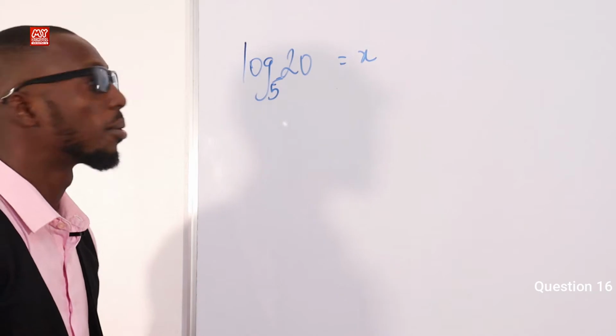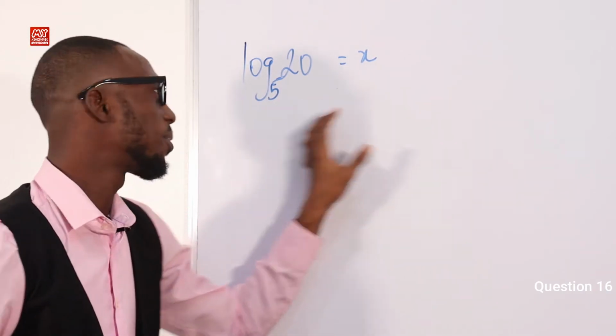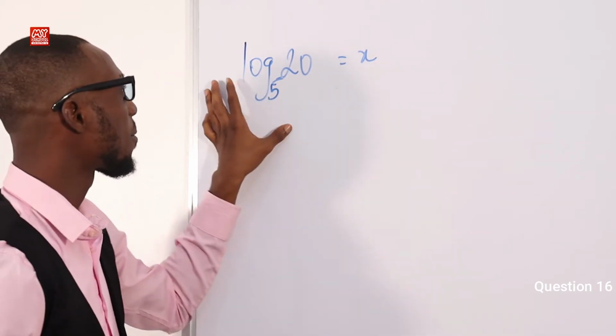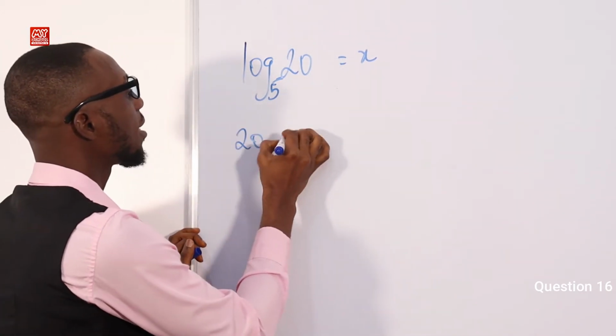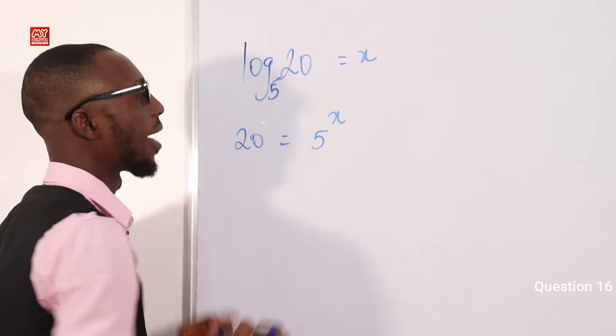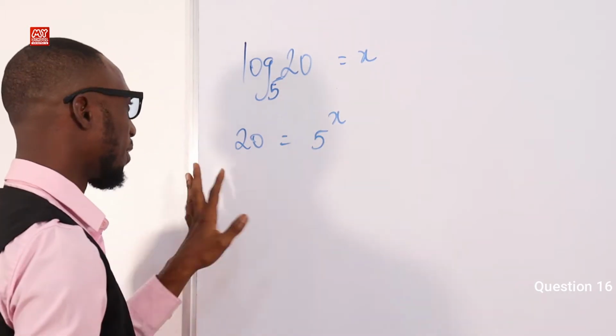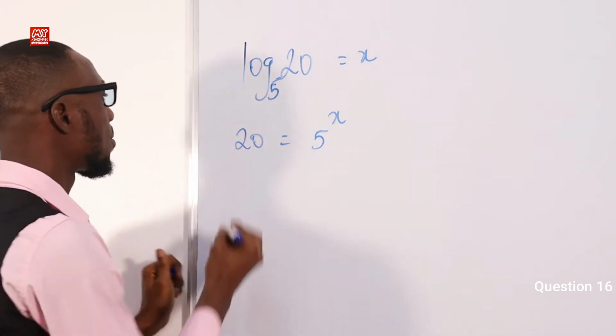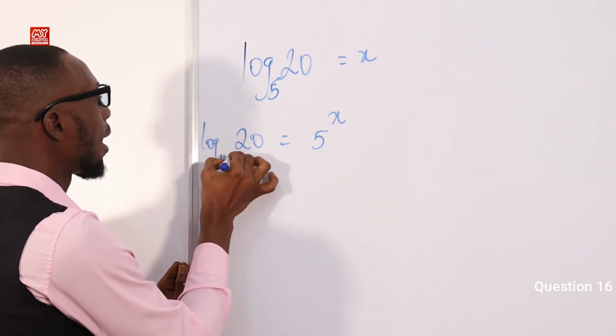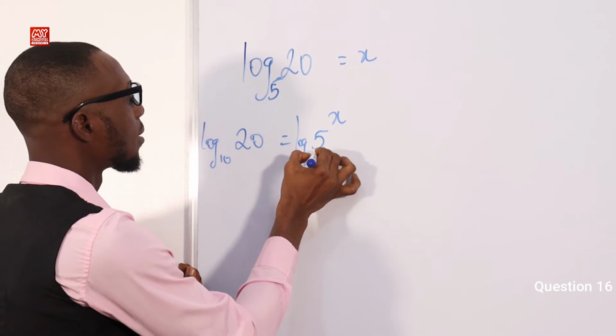Okay, very well. So this is a question on logarithm. What you just have to do, you send this log base 5 to this side, then it becomes 20 equals 5 raised to power x. So all we just have to do is introduce log base 10 to both sides. So I will have log base 10 on both sides.